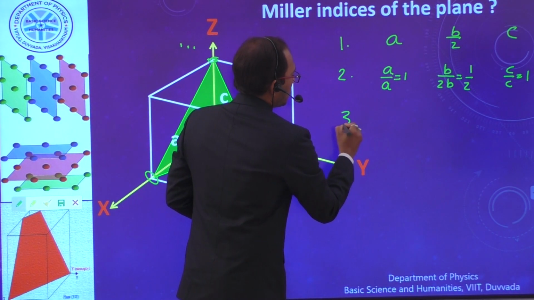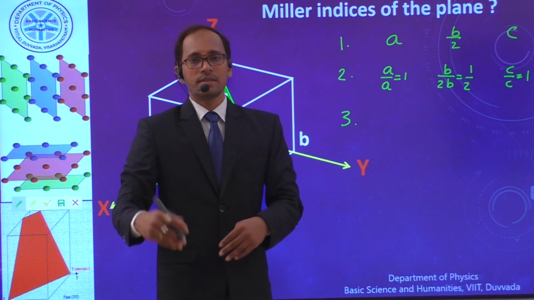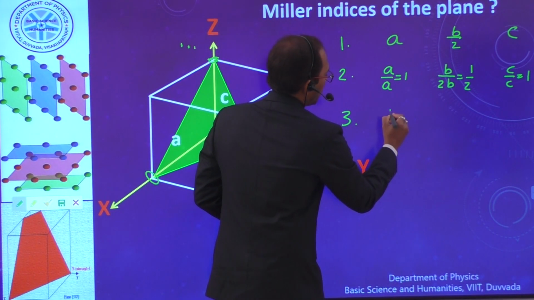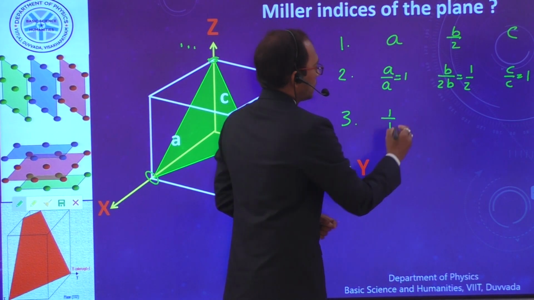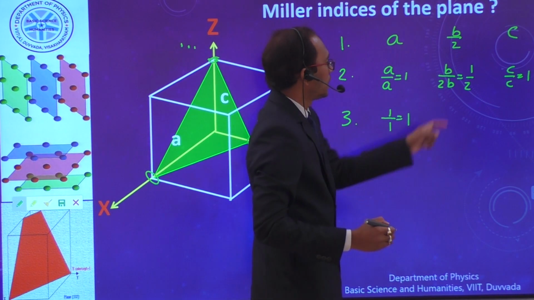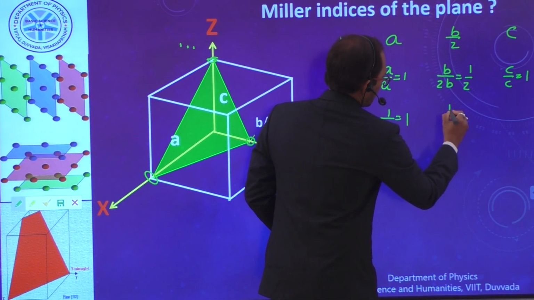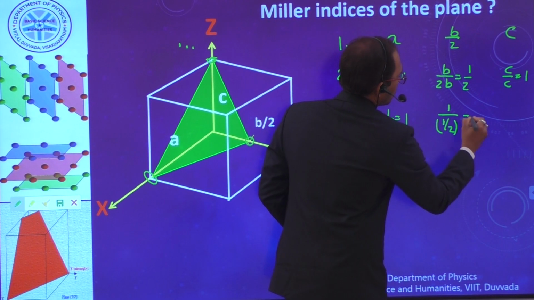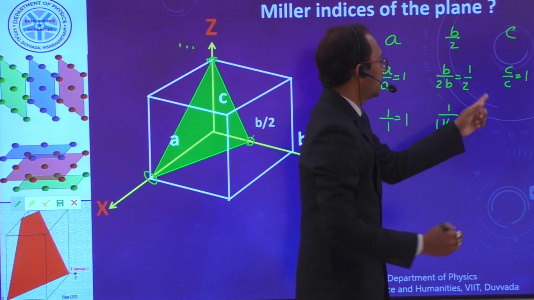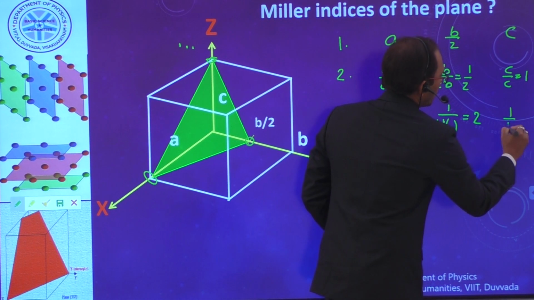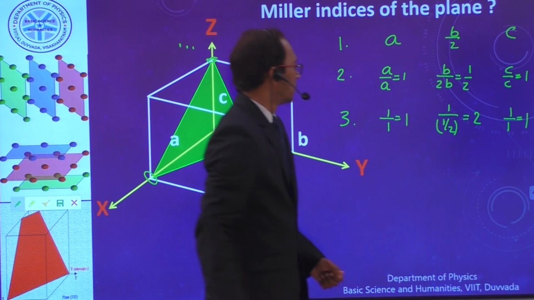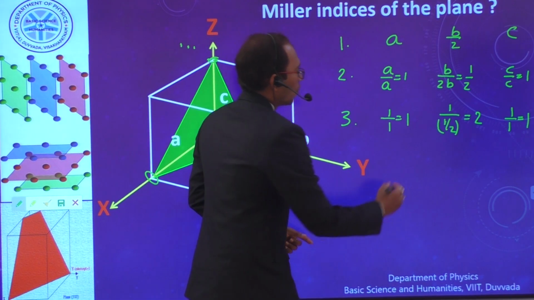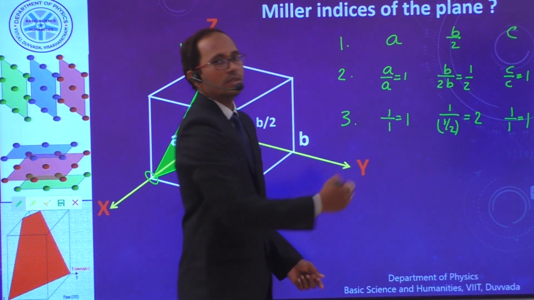What is step 3? You have to take reciprocals. Here it is 1, that means 1 by 1, that means it is 1. Here 1 by 2, reciprocal is 2. Here again 1 by 1 is equal to 1. So what you got? 1, 2, 1.